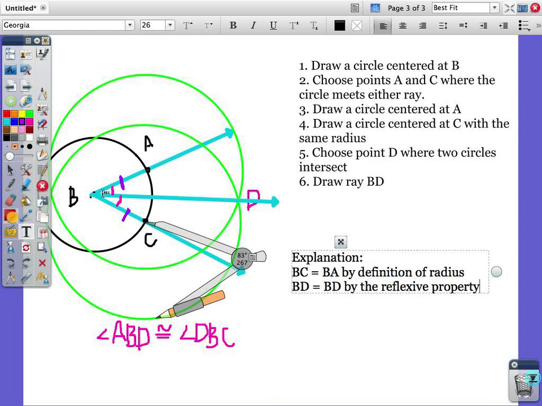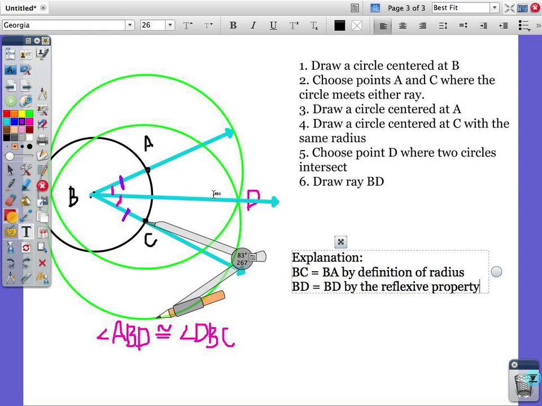So what we're looking at right here is this triangle BAD. Do you see that triangle? And we're looking at triangle BCD. We want to show that those two triangles are congruent. We have the first set of sides that are congruent, AB and BC. Now we have the second set of sides that are congruent, BD and BD. They're both part of that triangle.